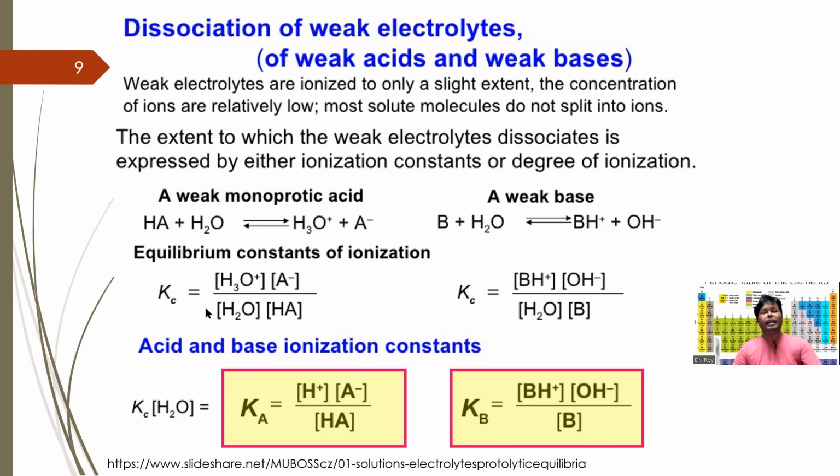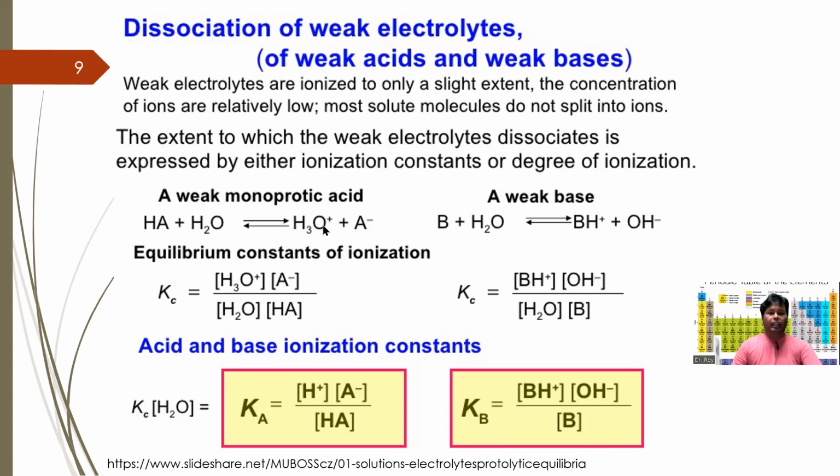We can use the dissociation constant, Kc. Dissociation constant means how much. Here, let us consider a weak monoprotic acid, HA plus water. This is an acid and this is a base. When this acid donates one proton to this base, it forms these types of compounds. So this is our conjugate base, this is the base, and this is the conjugate acid.